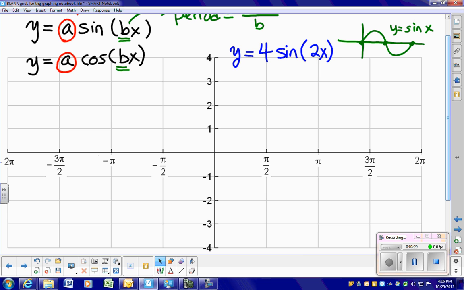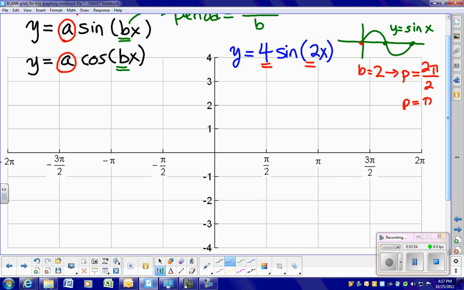Now the fact that there's a 4 here means that my hills and valleys are going to go 4 times as high. The fact that there's a 2 right here makes me think, okay, well, since the b value is 2, that means that the period is going to be 2 pi over b, and b is 2. So the period here is just pi. So this is a graph that stretches 4 times as tall, but the period is half as much.